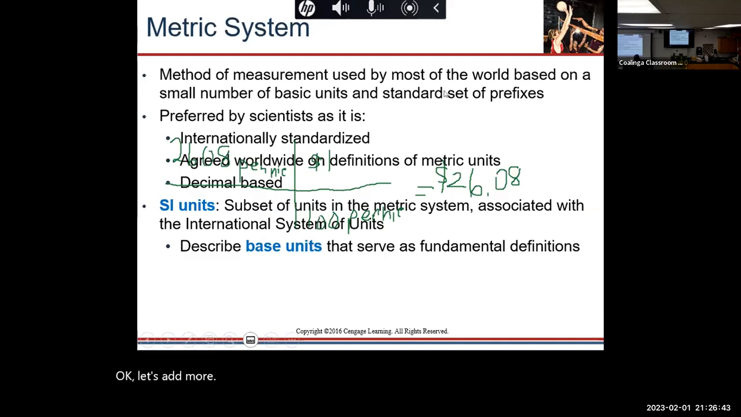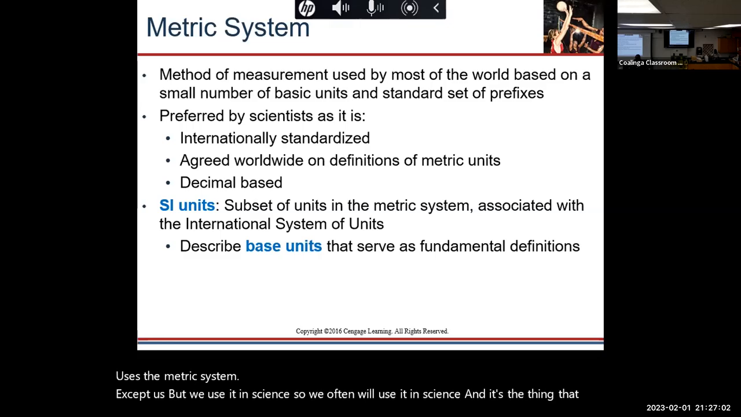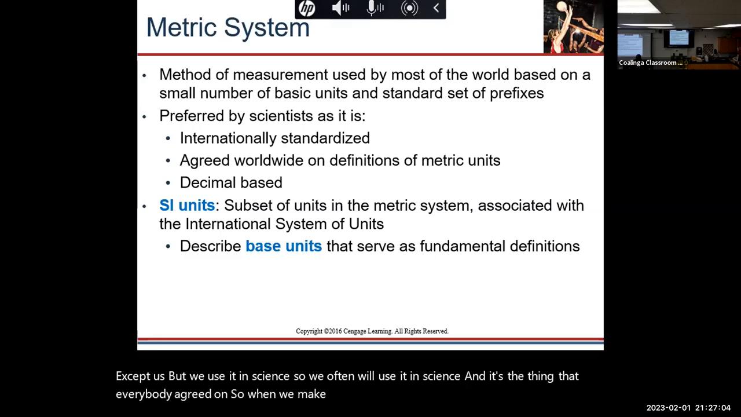We've briefly discussed the metric unit. So we all know that basically everybody in the world uses the metric system, except us, but we use it in science. So we often will use it in science, and it's the thing that everybody agreed on. So when we make reference to SI units, it's called international standardized units, or SI, okay?